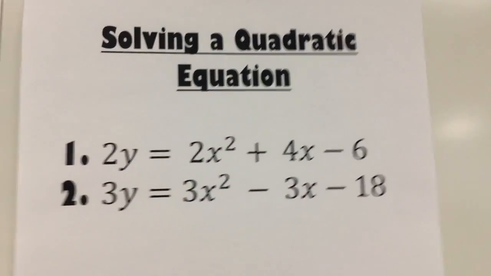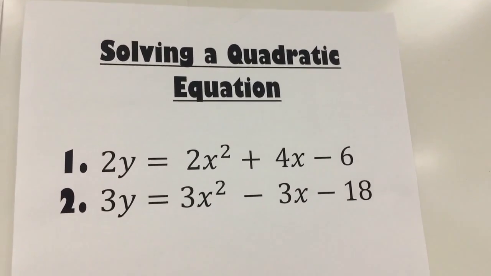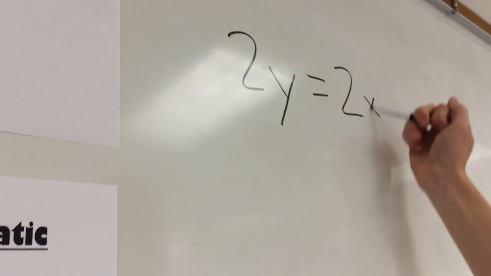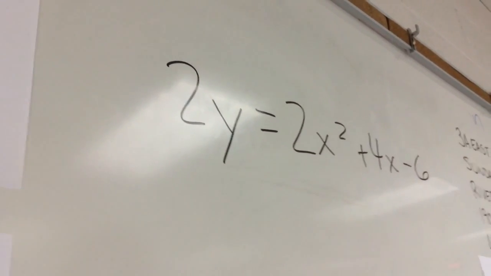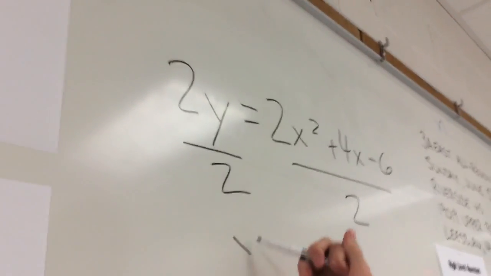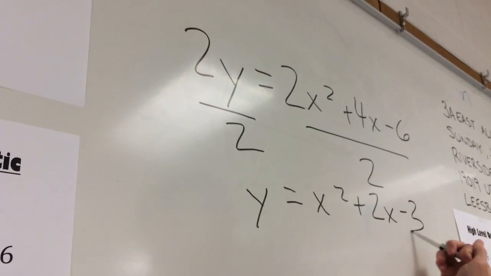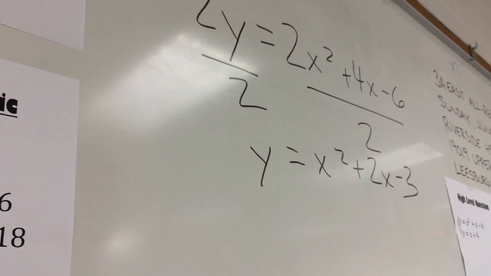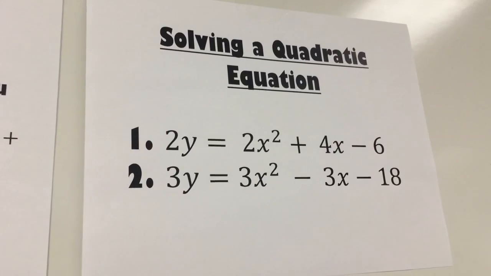And these will be, we'll be solving a quadratic equation. It's 2y equals 2x squared plus 4x minus 6. You just divide by 2 on each side, and you get y equals x squared plus 2x minus 3. And we'll use that with the line y equals 2x plus 6.